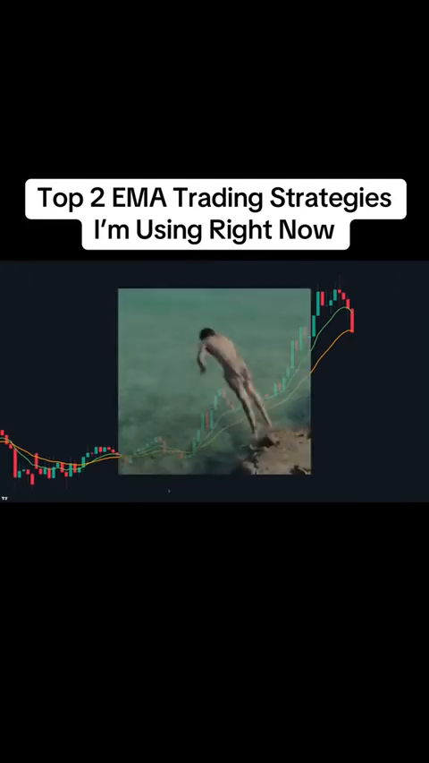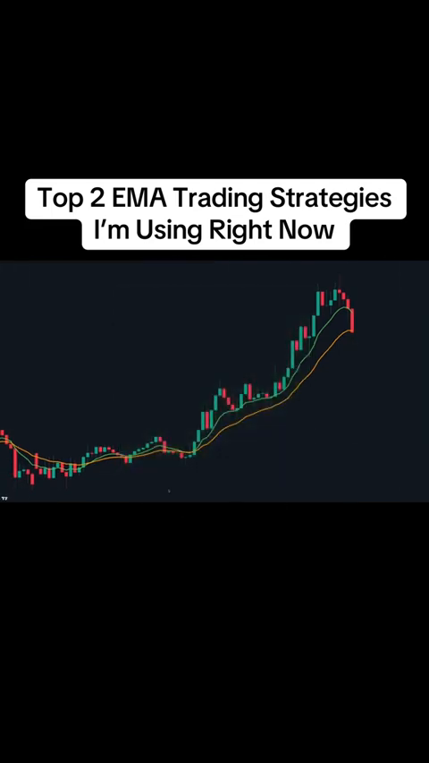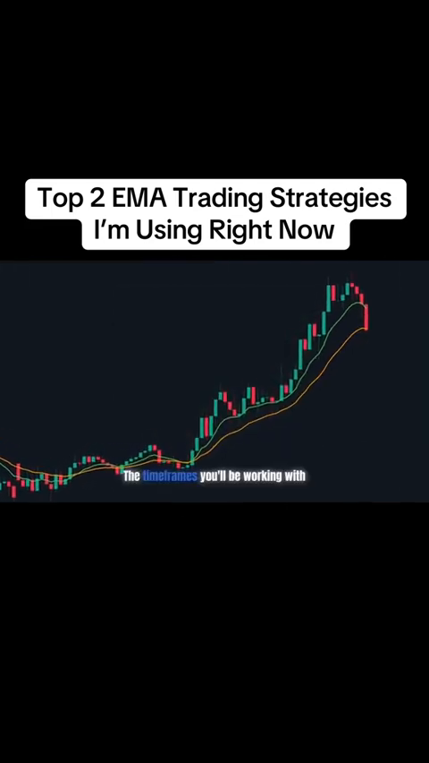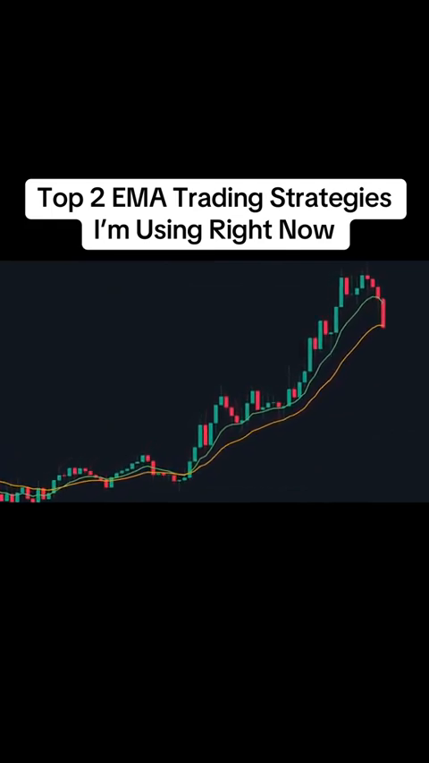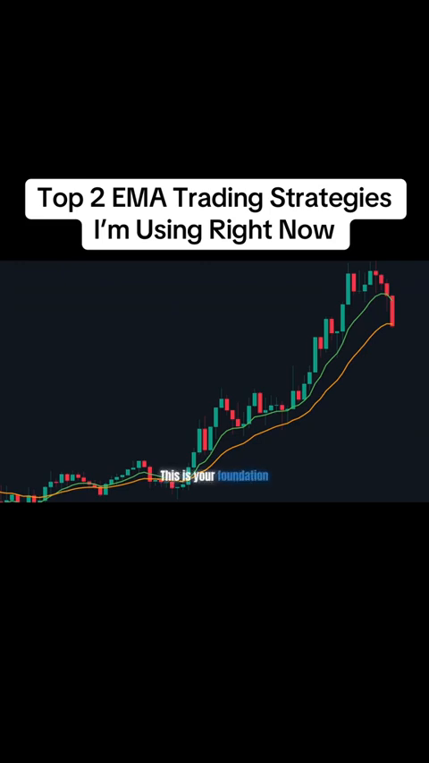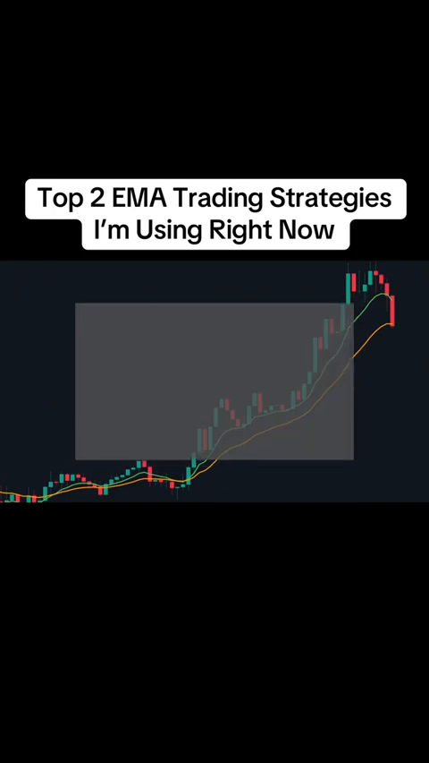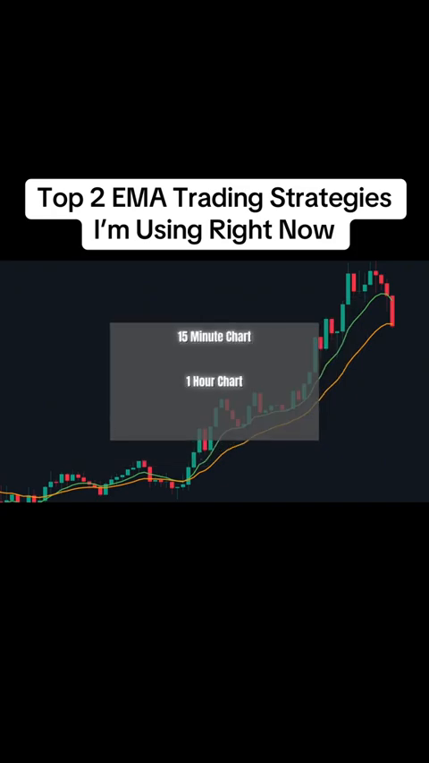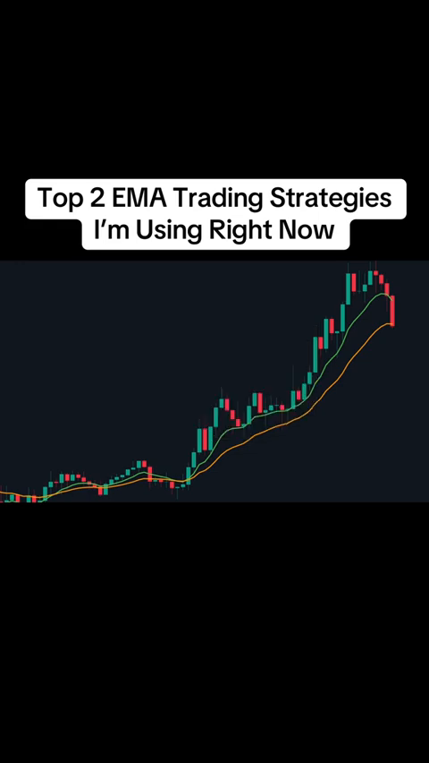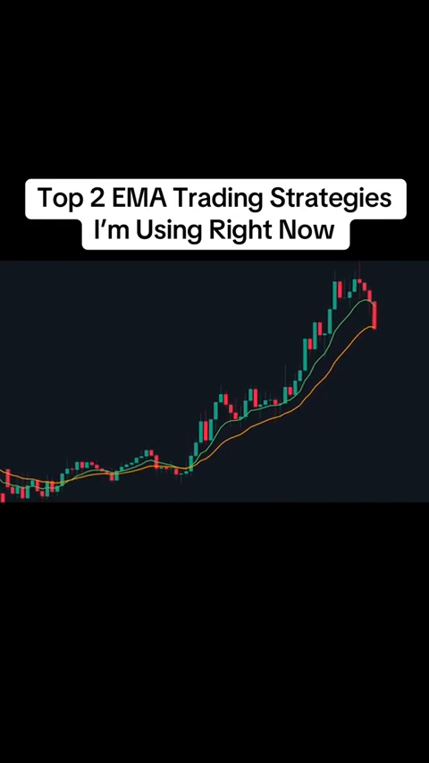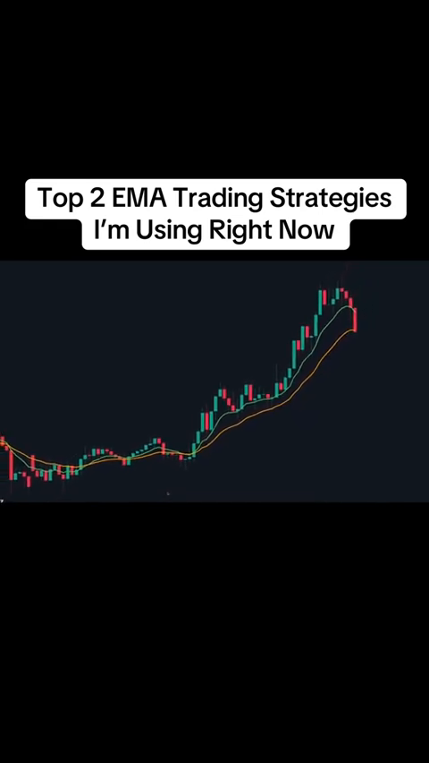Now, before we dive into the actual strategies, we need to establish something critical: the timeframes you'll be working with. This isn't something you figure out at the end. This is your foundation. Trade only 3 timeframes with this strategy: 15-minute chart, 1-hour chart, 4-hour chart. These are your sweet spots. They're liquid enough for clean price action, but not so fast that you're getting whipsawed every few minutes.